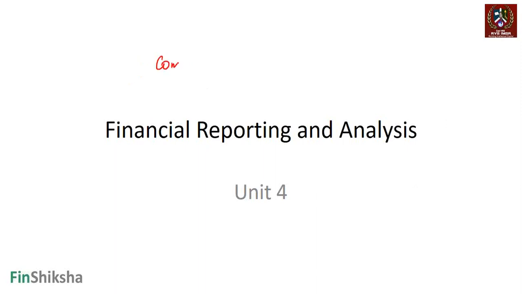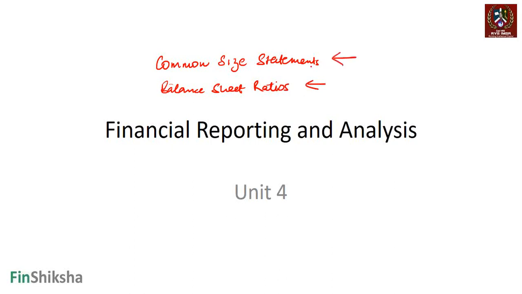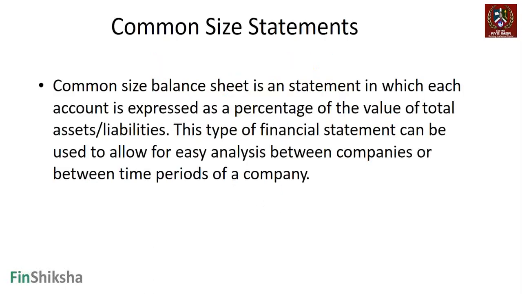The first one is going to be similar to what we saw in the context of the income statement, and that's called the common size statements. The second one would be the balance sheet ratios. That's the more important part of the analysis. But broadly, we'll start with the simpler one, which is the common size statements. So what do we mean by a common size statement? That's exactly the same as what we saw in terms of the P&L.